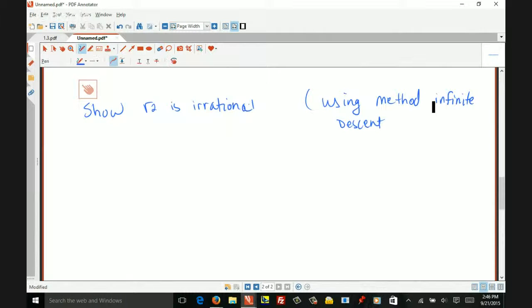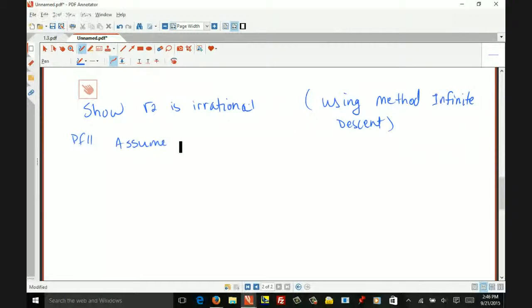I suppose infinite is capitalized when you're naming the method. So method of infinite descent here, show that the square root of 2 is irrational. Yours is actually show that the square root of 3 is irrational. So you're mimicking this proof in your homework, but it's not the exact same numbers. We're going to be assuming that it's rational, so it's still a proof by contradiction.